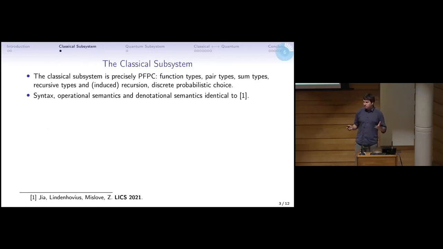Okay, classical system, how do we do it? This is something that we already know, so this is basically a background slide here. In our case, what we're going to take is PFPC, the probabilistic fixed point calculus. It's a very expressive system. It has function types, pair types, sum types, and recursive types, which induce recursion on terms, or on programs. And finally, for the additional effect, we have discrete probabilistic choice.